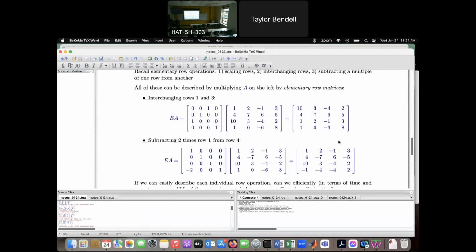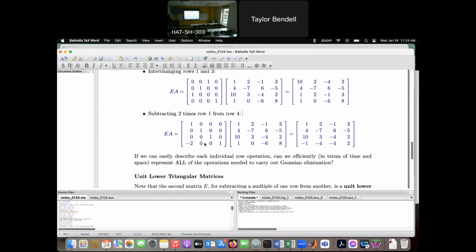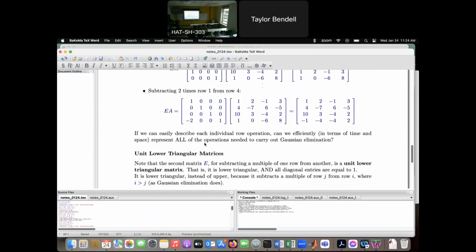So what that means is we could describe the entire process of reducing A to upper triangular form as multiplying A on the left by a sequence of elementary row matrices, each performing one row operation. So if we have a simple way of representing one row operation as a matrix, is it possible to represent the whole sequence of row operations by a matrix? That is what leads us to look into what are called unit lower triangular matrices.